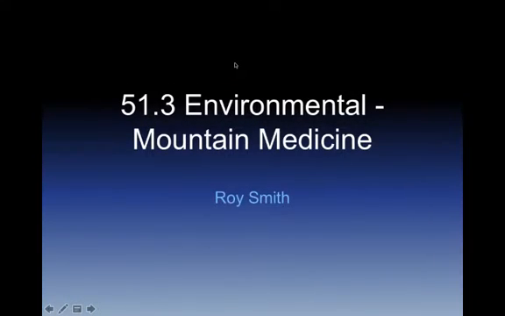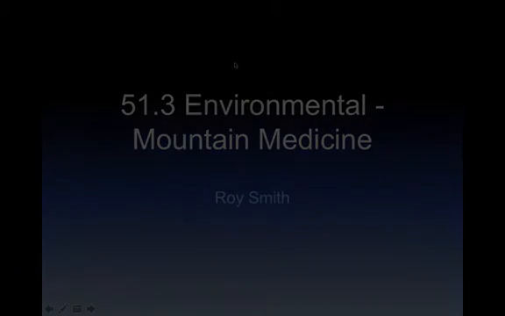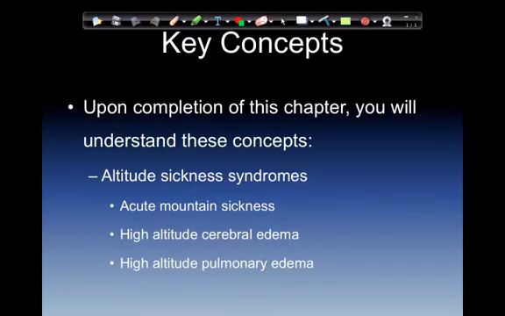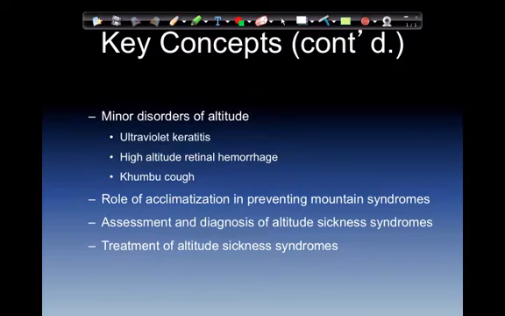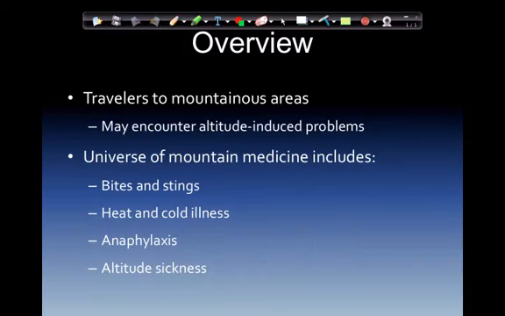This is going to be topic 51.3, Environmental Mountain Medicine. Key concepts. Upon completion of this chapter, you'll understand altitude sickness syndromes: acute mountain sickness, high altitude cerebral edema, high altitude pulmonary edema; minor disorders of altitude like ultraviolet keratitis, high altitude retinal hemorrhage, and Khumbu cough; the role of acclimatization in preventing mountain syndromes; assessment and diagnosis of altitude sickness syndromes; and treatment of altitude sickness syndromes.